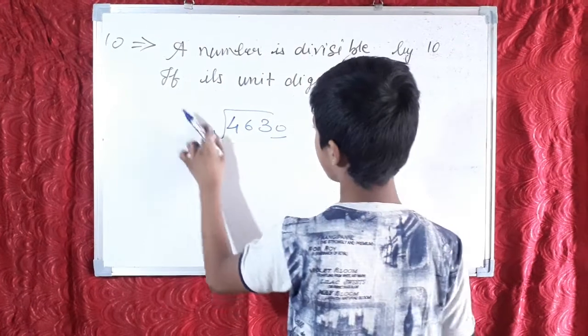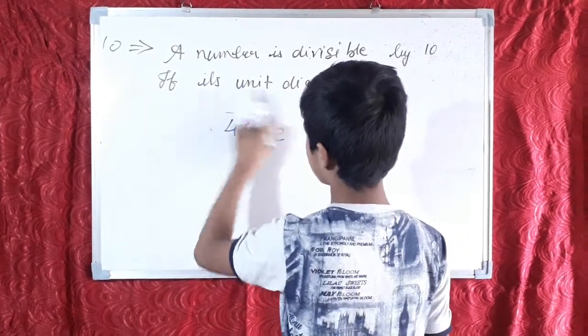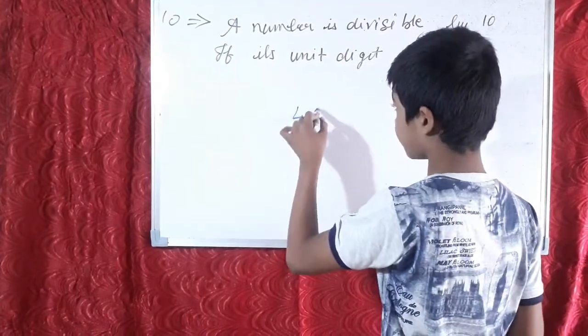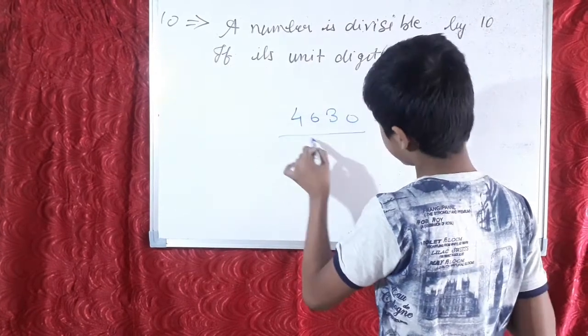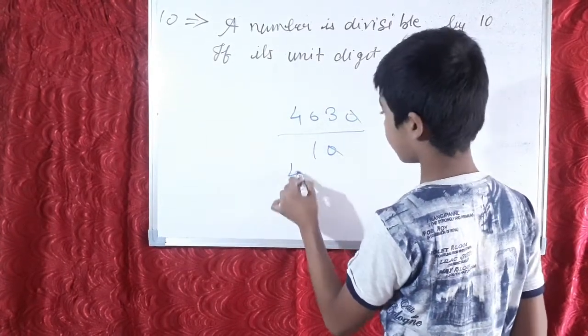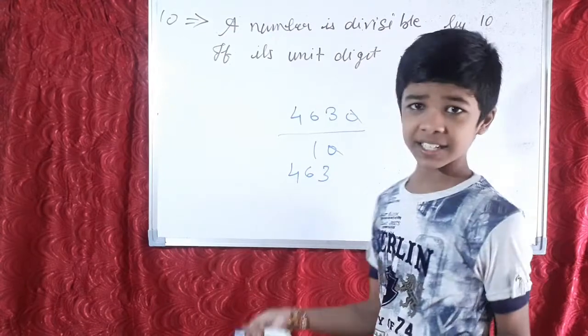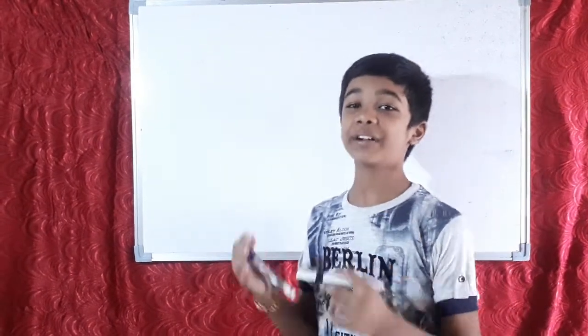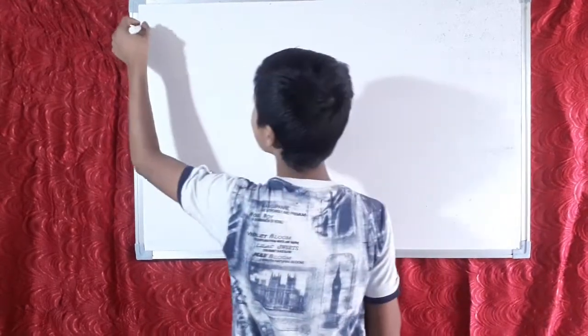So friends, our example is 4,630. Divide by 10: the 0 and 0 cancel, leaving 463. So this number is divisible by 10. It's simple. So friends, now we are going to find out the divisibility test of 11.